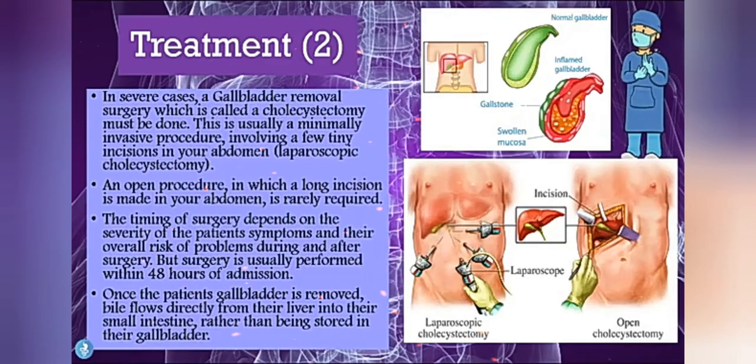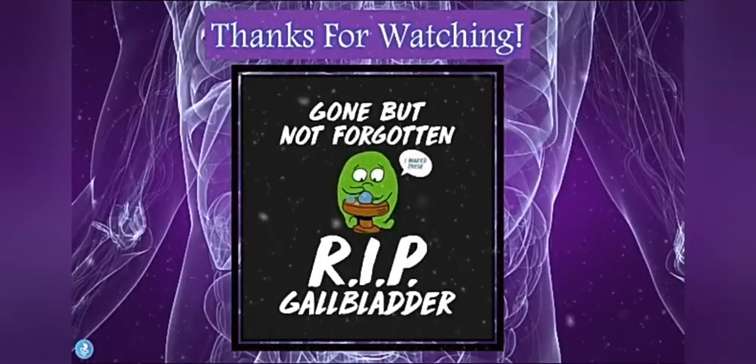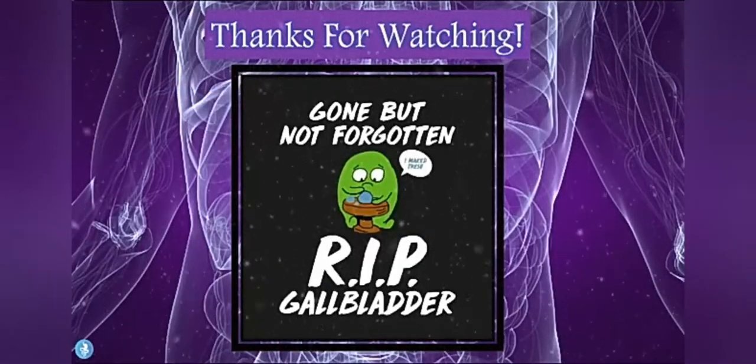Once the patient's gallbladder is removed, bile flows directly from the liver into the small intestine, rather than being stored in their gallbladder. So once the gallbladder is removed, the bile will actually flow straight from the liver into the small intestine. And that brings us to the end of this video on cholecystitis.